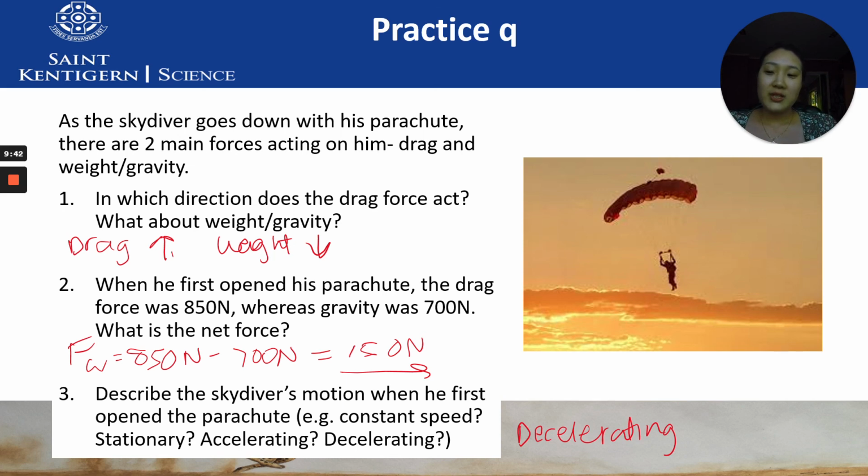Question 3 says, describe the skydiver's motion when he first opened the parachute. When I say motion, it could be constant speed, stationary, accelerating, or decelerating. In this case, the skydiver will be decelerating because we have a greater drag force acting upwards than the weight force pulling him down. So he will be slowing down.